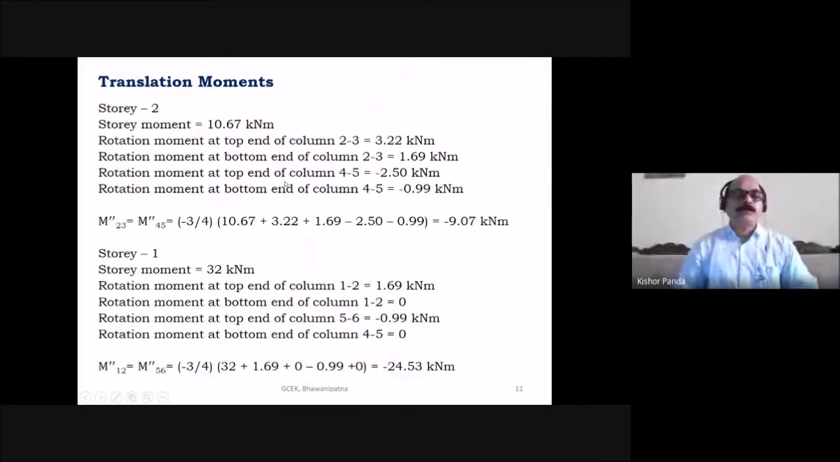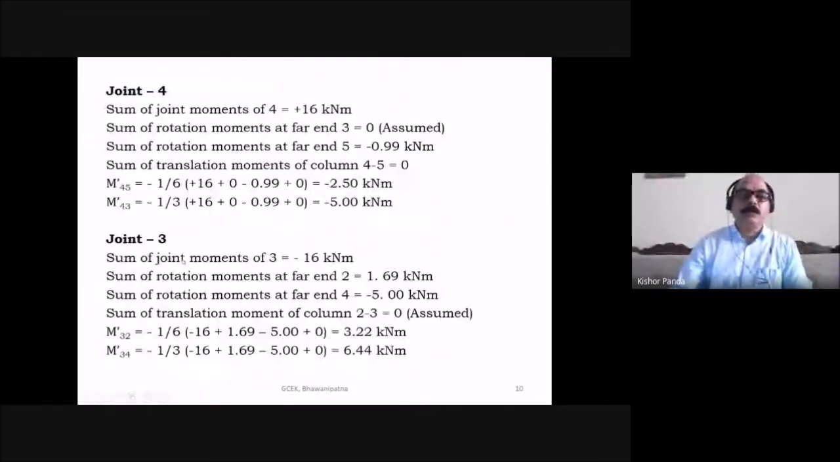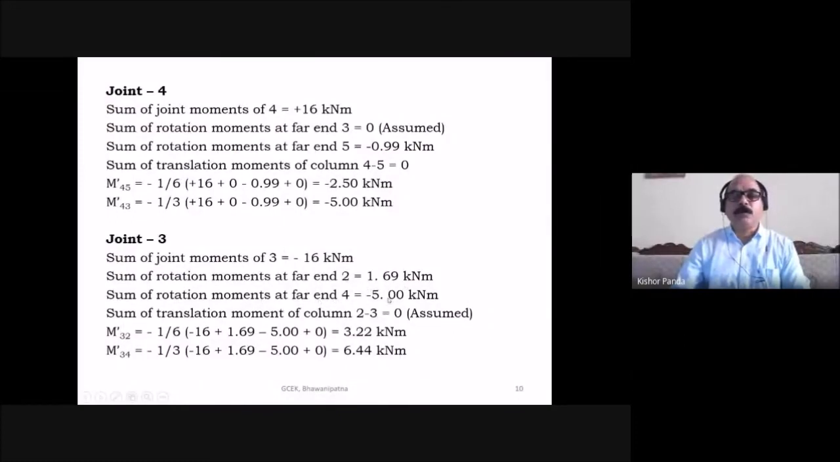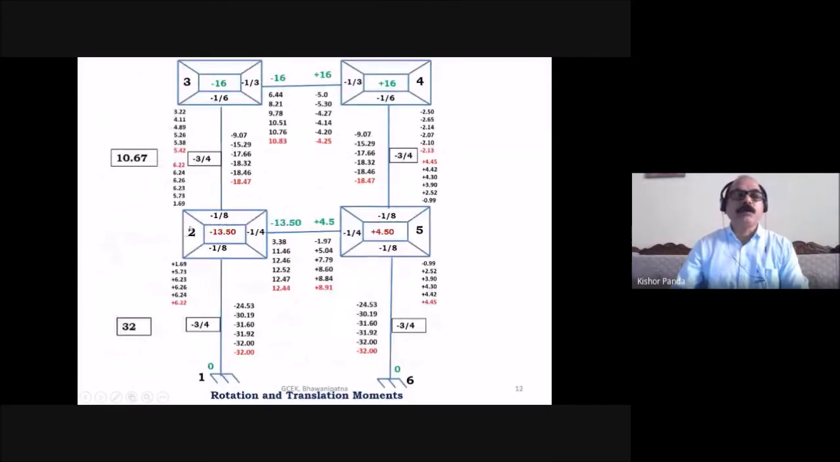Sum of joint moment of 3 is -16. Sum of rotational moment at far end 2, already I explained, is 1.69, you have to take. Sum of rotational moment at far end 4, already I explained, is -5. And sum of translational moment of column 2, 3 you have to assume 0. So this is the value you have to put, and you have to find out M-32 and M-34. M-32 is 3.22 and M-34 is 6.44. M-32 is 3.22 you have to put here, and M-34 is 6.44 you have to put here.